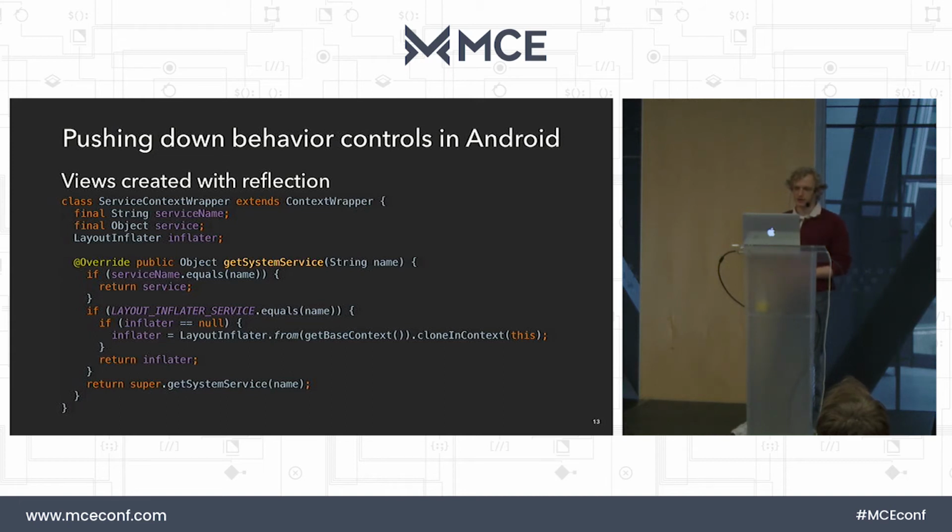So what we tend to do is extend a context wrapper, and we have that provide a separate layout inflator so that every time we inflate something with this context, it has our service that we've passed in available to whatever's using this layout inflator. And the views inflated with it can then grab our service here.